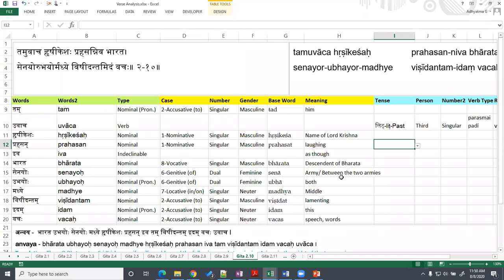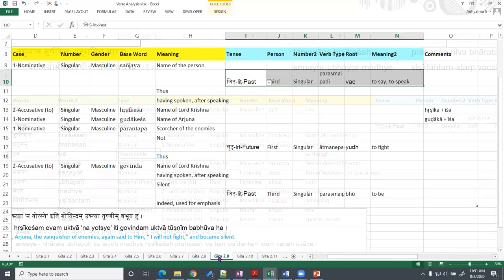So let me take some questions now. There is a question: can Parantapa be used for King Dhritarashtra, and maybe is in the vocative singular form? Okay, so this is related to verse 9.